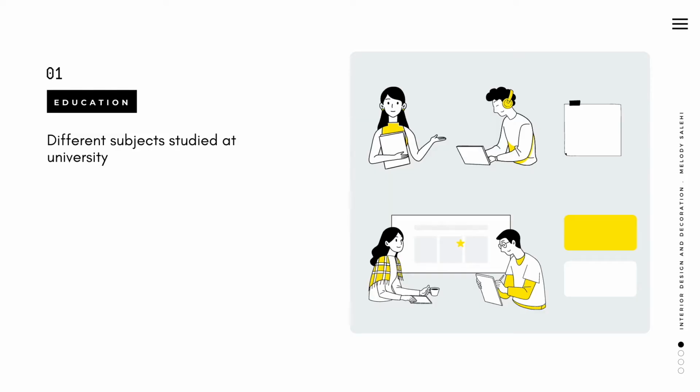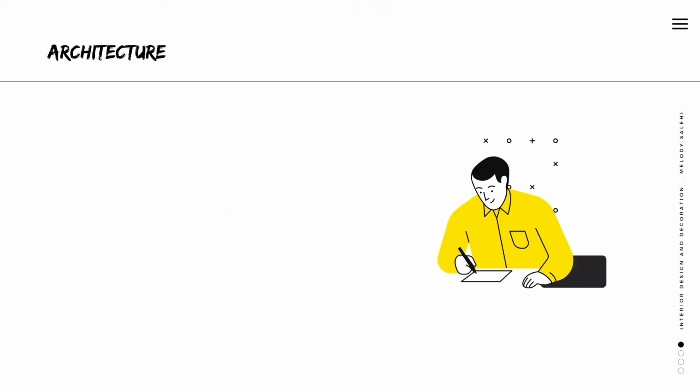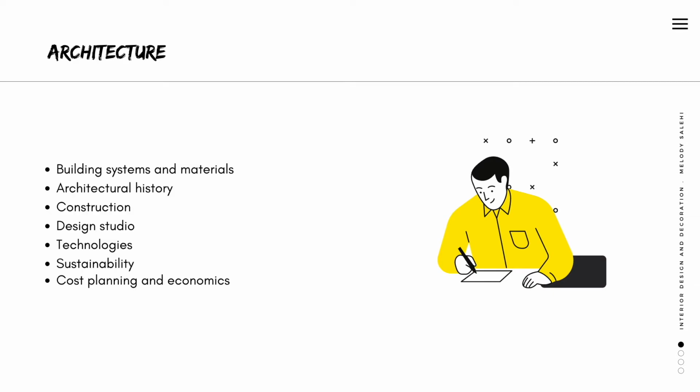However, many times these three disciplines get mixed for one another, which is sort of annoying to designers working in the building industry. And I'll tell you why. Because first and foremost, they have studied different subjects at university. Starting with architecture, lots of classes to attend, lectures and discussions in a variety of subjects from building systems and materials, architectural history, construction and design studio, to technologies, sustainability, cost planning, and economics.